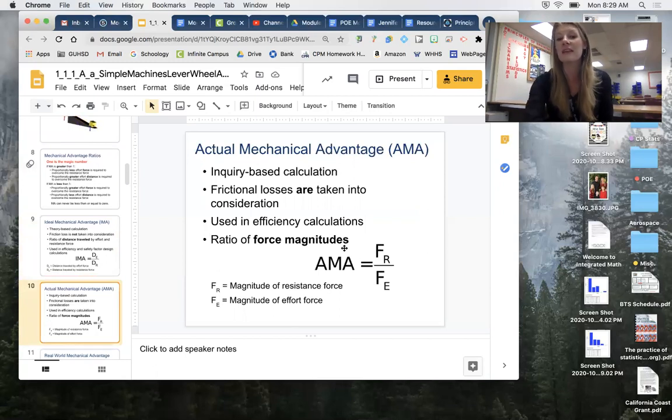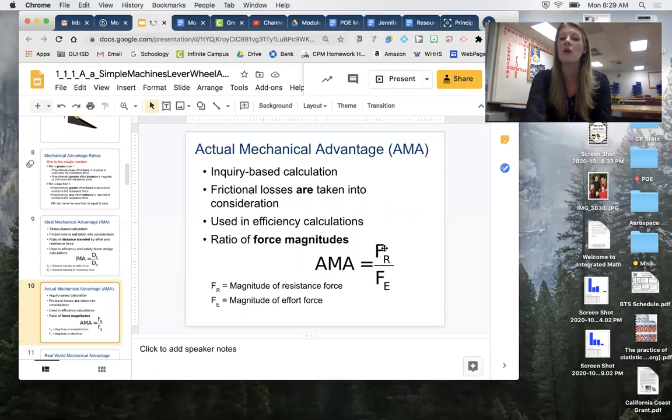Now we're talking about forces. It's going to be very obvious whether you are calculating ideal mechanical advantage or actual mechanical advantage. The difference with actual mechanical advantage is that friction is now involved. So we always calculate an ideal, like a frictionless environment, but then we also have to calculate our actual mechanical advantage because we need to take friction into consideration. That's something that's real in real life.